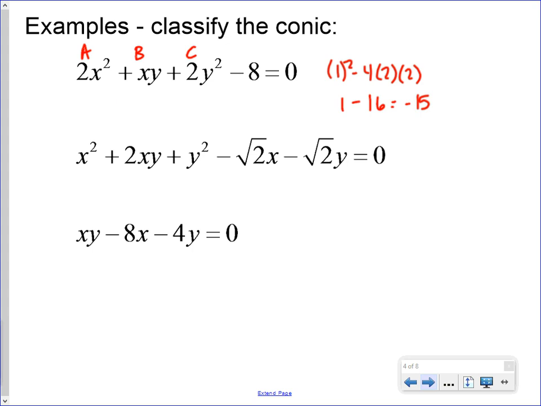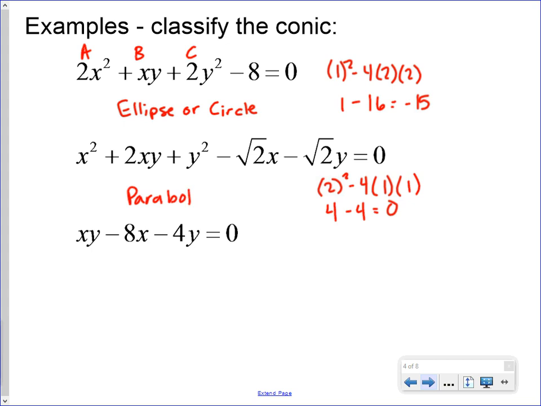Again, we won't be able to say which one it is until we rewrite the equation, which we're going to go over next. And you'll be able to tell: does it have the same coefficients, then it's a circle. If it has different coefficients, then it's the ellipse. Next one, similar idea. I would do b squared minus 4 times a times c. So that's 4 minus 4, which is equal to 0, and that's a parabola.